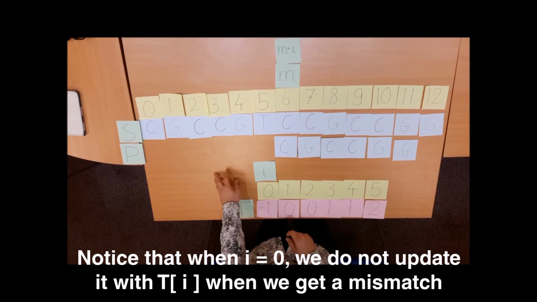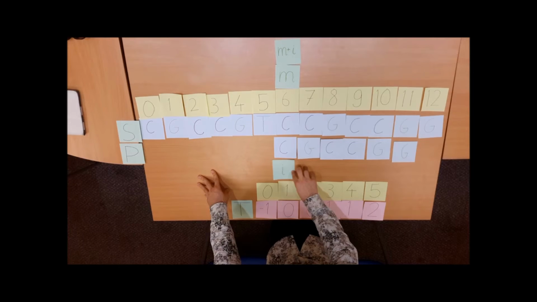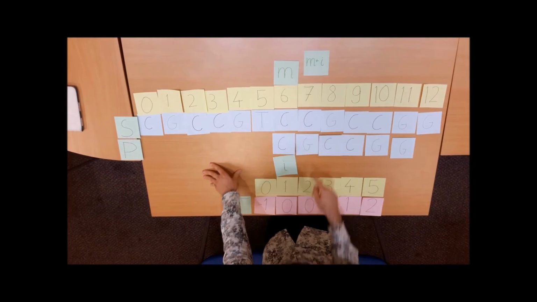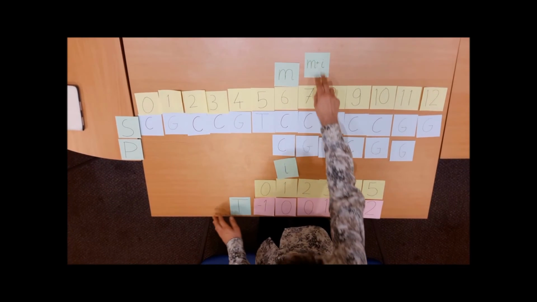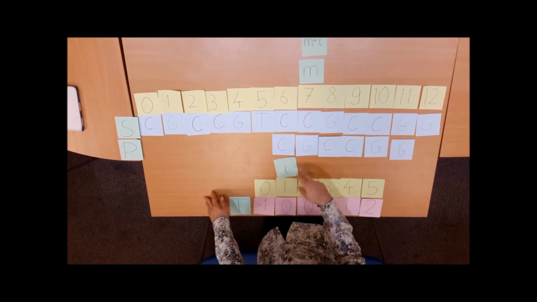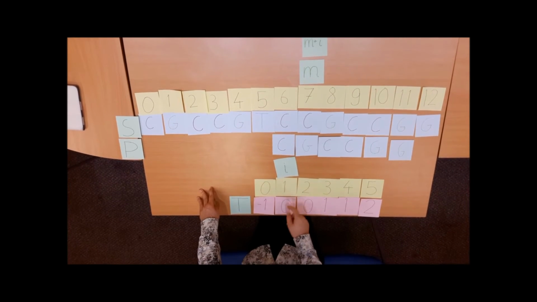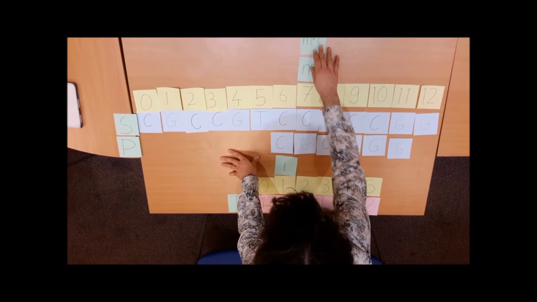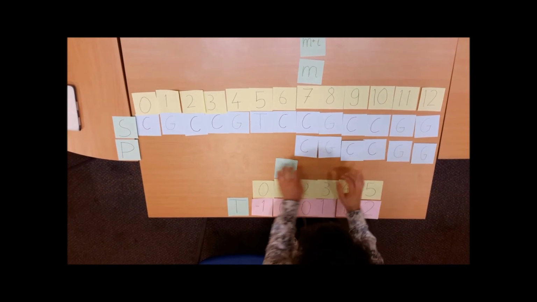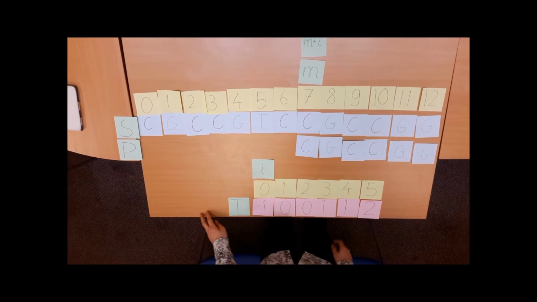C and C, C and C, they match. C and G do not match. Therefore, again, we have to update position M to be 7 minus T of I being 0, and I to be equal to T of I, which is 0.